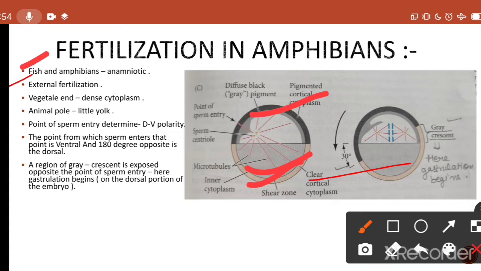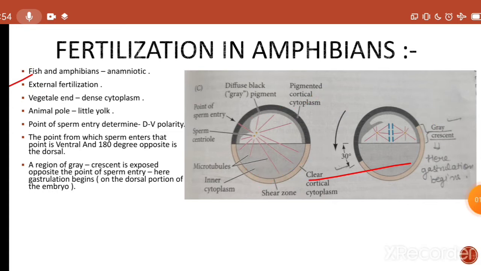The point of sperm entry in amphibians determines the ventral part, and the part opposite to this point of sperm entry is known as the gray crescent. So the point from which sperm enters is the ventral end, and 180 degrees opposite to it is the dorsal end, and this results in the formation of the gray crescent. So how is this gray crescent actually formed?